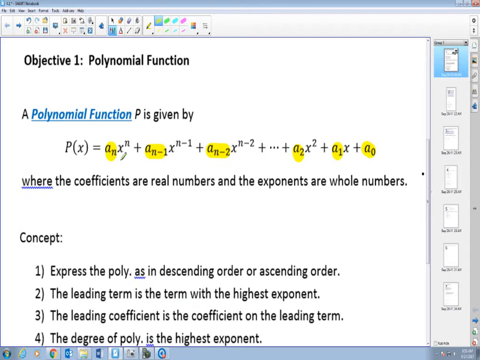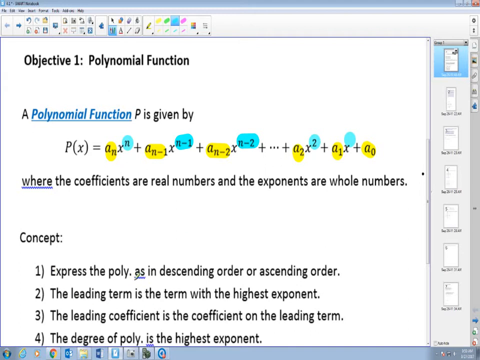Every one of these terms uses the same variable. So the n minus 1 are your exponents, x to the first power. So a sub n, a sub n minus 1 are coefficients, and n, n minus 1 are your exponents.